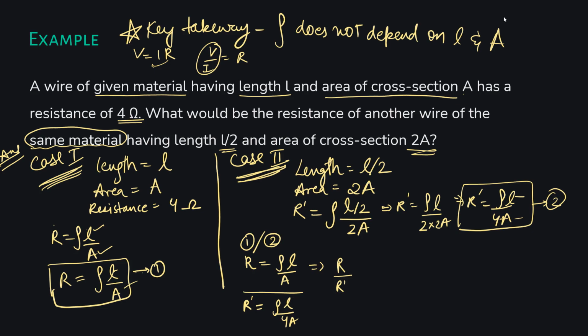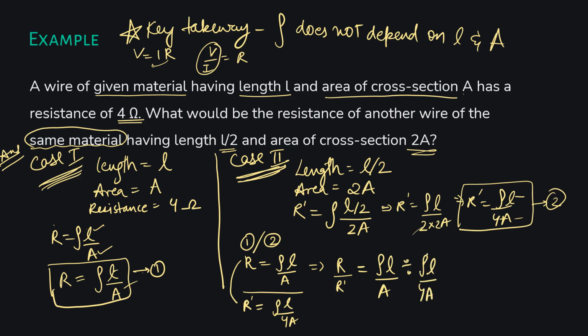Okay, and I'm also going to give you an additional or different way which you can solve if you don't like this dividing part. There is another way you can solve it which you might find easier. You can do it any way you want. In this way, you just have to be careful about what you are dividing with what. So here it is LHS divided by LHS, so R upon R dash is equal to, if I write the RHS down, rho L by A divided by rho L by 4A, right?